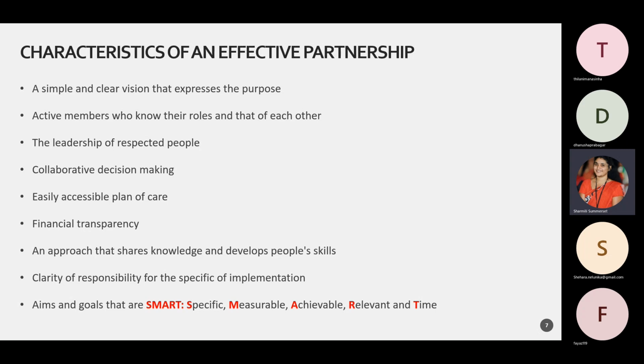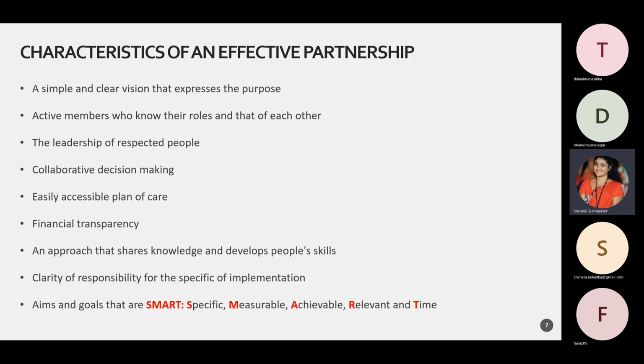That means both the parties involved in that relationship should understand what our purpose is. Why do we need to do these things? What are the things we need to do to achieve our purpose? If it is simple and clear, both the parties can involve themselves fully, and they can provide their cooperation completely. Next, active members who know their roles. Yes, each and both of the parties.